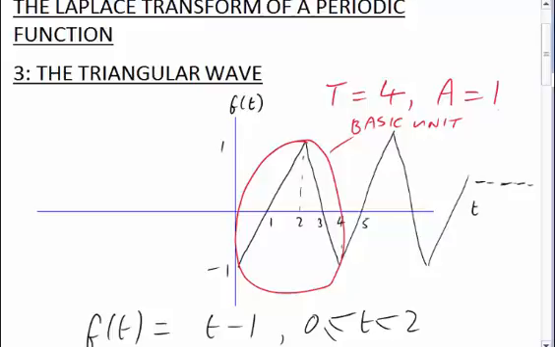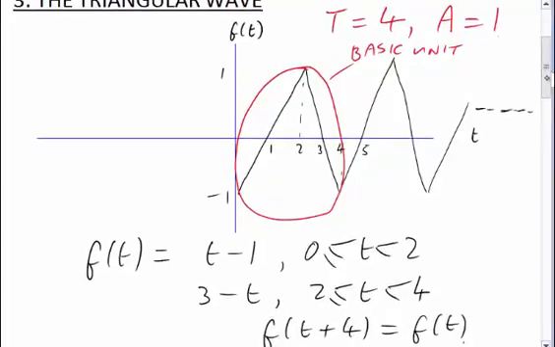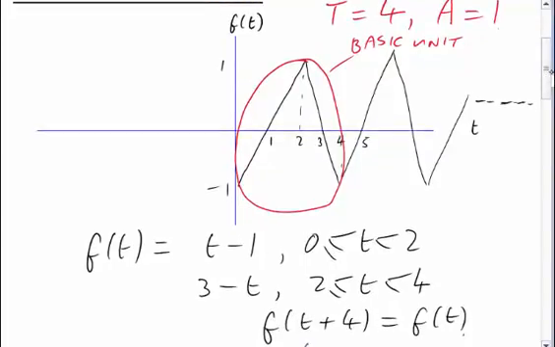For the right-hand side of the triangle, we now drop the same level over the same distance. So the gradient is now negative 1. This part of the function must have negative t in, and the correct constant is 3. I've also written down the periodicity rule: it repeats every 4 units.